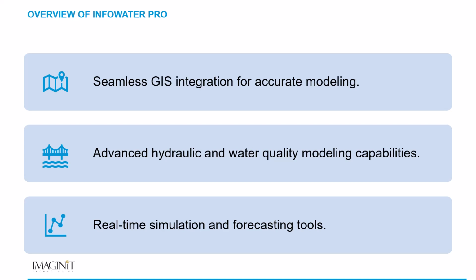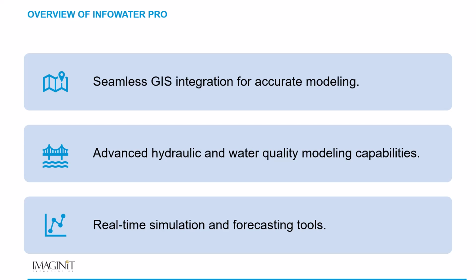Water quality modeling is another critical feature. It enables the simulation of contaminant propagation, age of water, and other quality indicators across the network. This helps in ensuring compliance with health standards and in maintaining public confidence in the water supply.